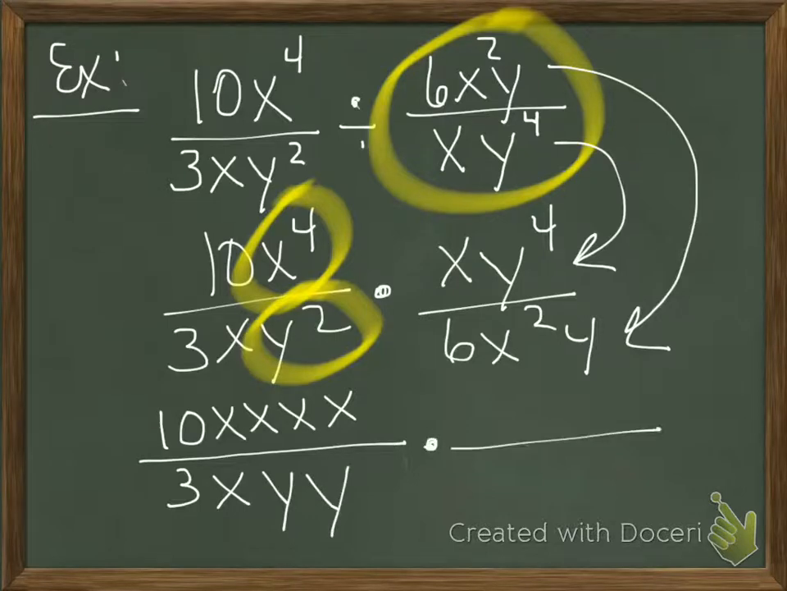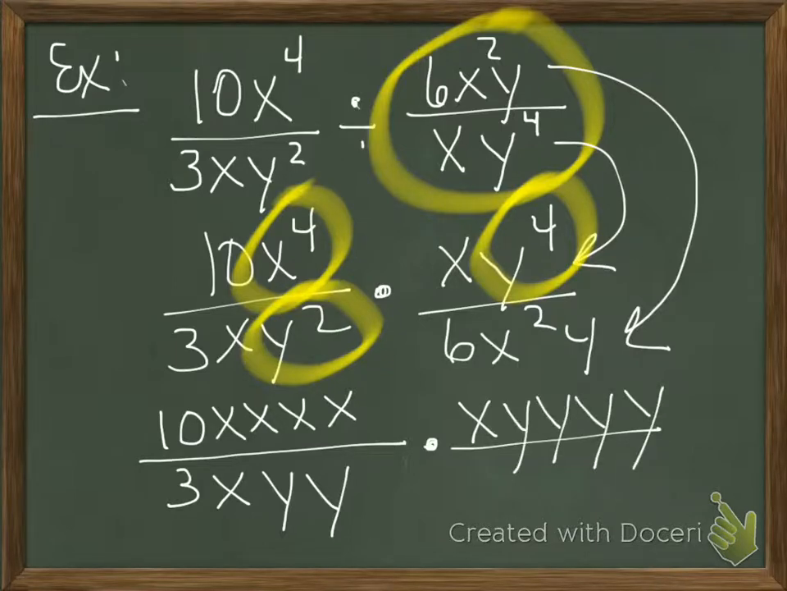On the second fraction, in my numerator, I have an x, and I have y to the 4th, which I will rewrite as 1, 2, 3, 4 y's. And then in my denominator, I have 6, x squared becomes x times x, and I have a y. Writing it out like this makes it easier for me to see what cancels. So now I'm going to cancel.